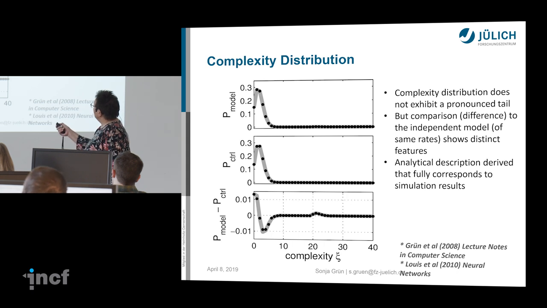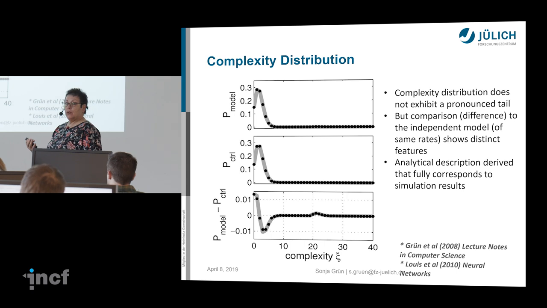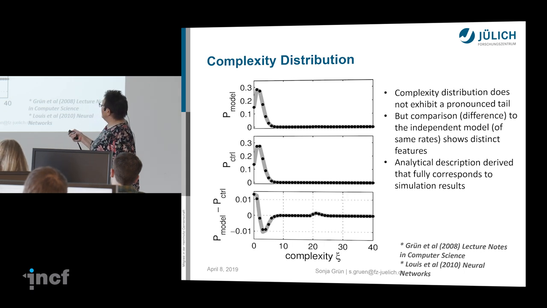So what you now see is the distribution normalized. This is, so to say, the probability to find a certain complexity in there. And what you mainly see here is that you have a peak on low complexities, but the inserted synchrony of 20 does not appear in detail. If you look at the independent data, this looks more or less the same, by eye at least.